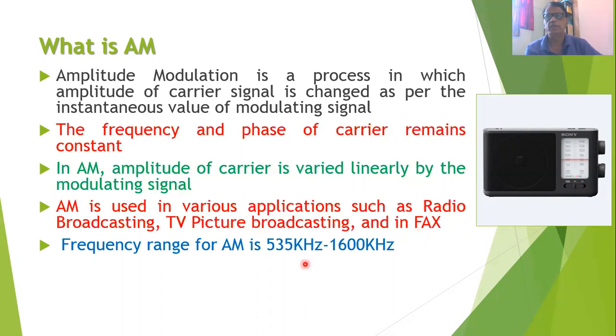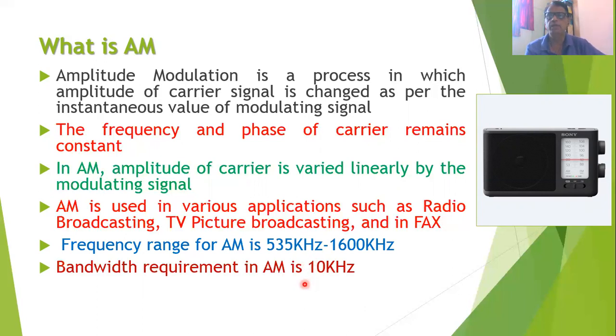The frequency range that is used for AM is typically from 535 kilohertz to about 1600 kilohertz, while in case of FM, this frequency range is much higher. For any channel or any radio station in AM, we require a typical bandwidth of at least 10 kilohertz. As we know, bandwidth refers to the difference between the higher frequency and lower frequency.